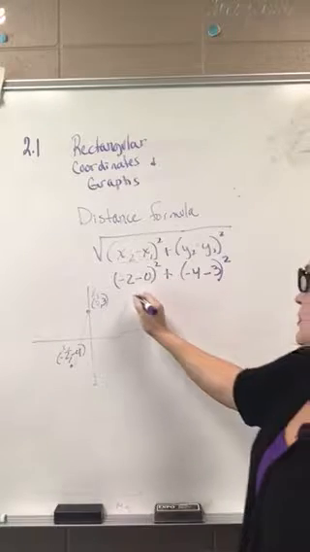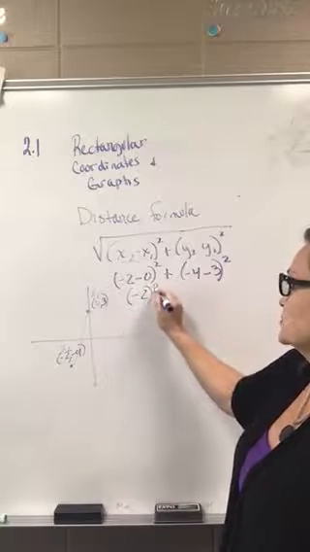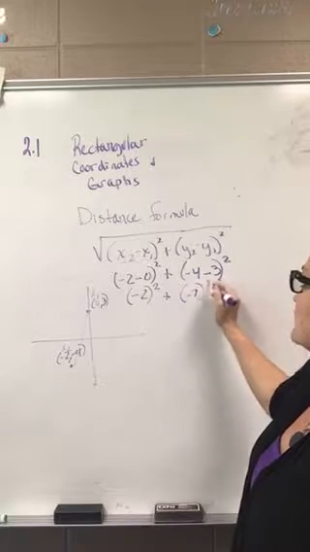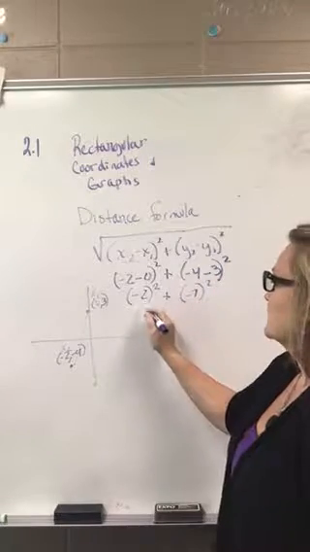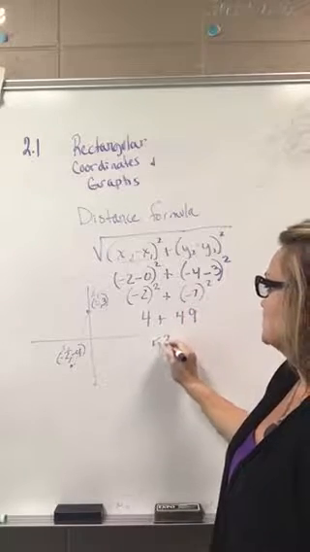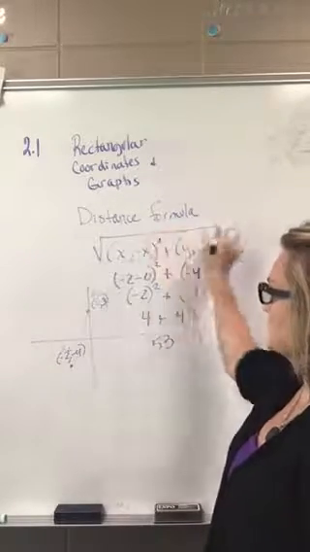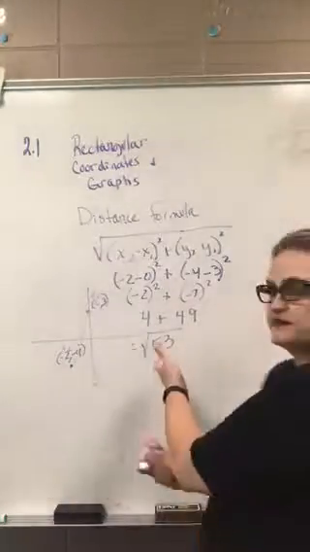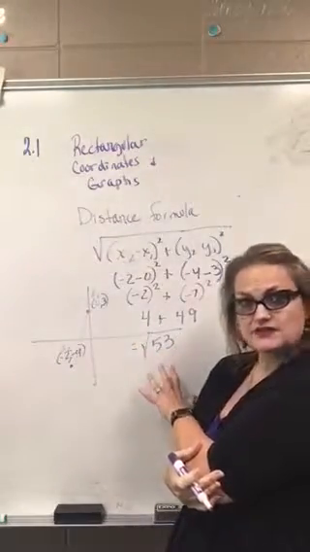-2 minus 0 is -2. We're going to square that. -4 minus 3 is -7. Again, squaring that. That's 4 and 49, which is 53. And then don't forget there's a big square root around all that. So square root of 53 is the most exact way to leave the answer.